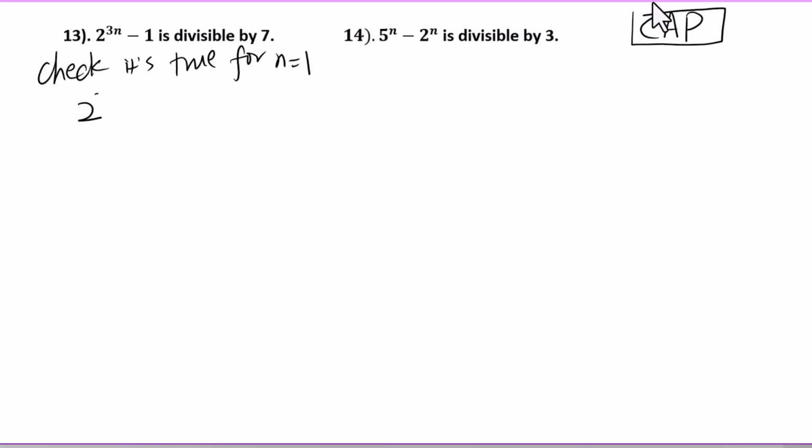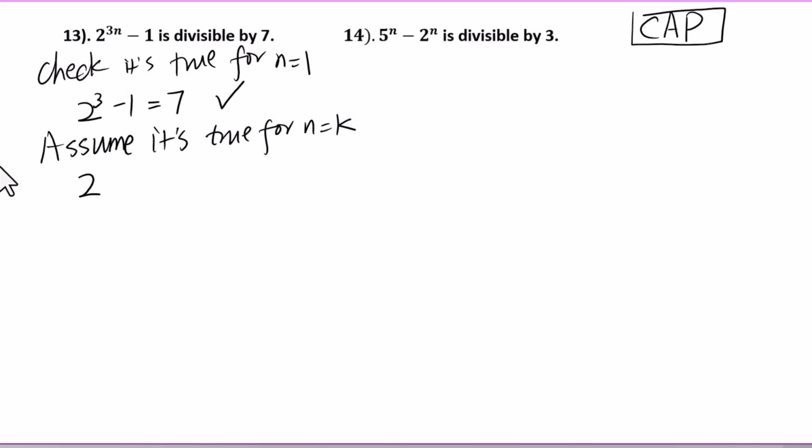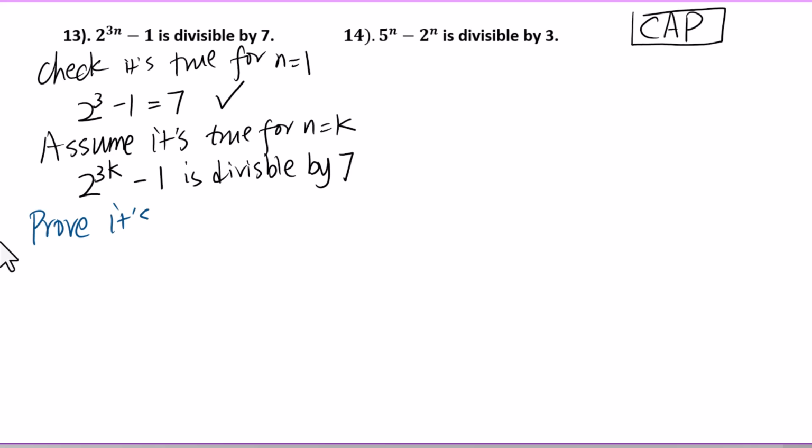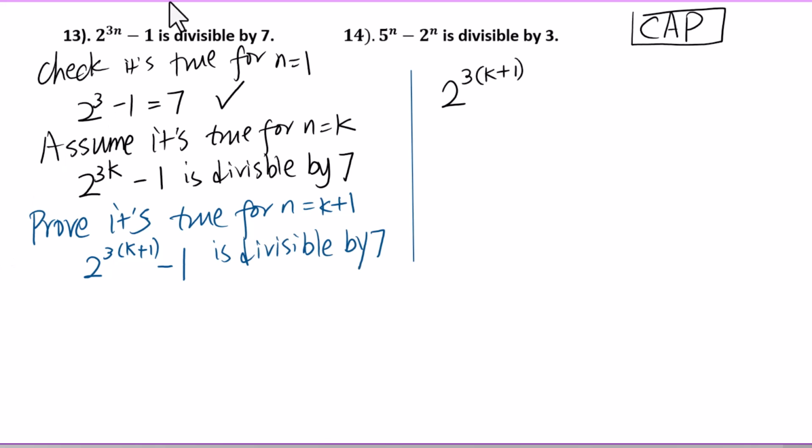2 to the 3rd power minus 1 equals 7. So it's true. Assume it's true for n equals k, which means 2 to the power of 3k minus 1 is divisible by 7. Then we need to prove it's true for n equals k plus 1: 2 to the power of 3 times k plus 1 minus 1 is divisible by 7. Let's get started from the left side.